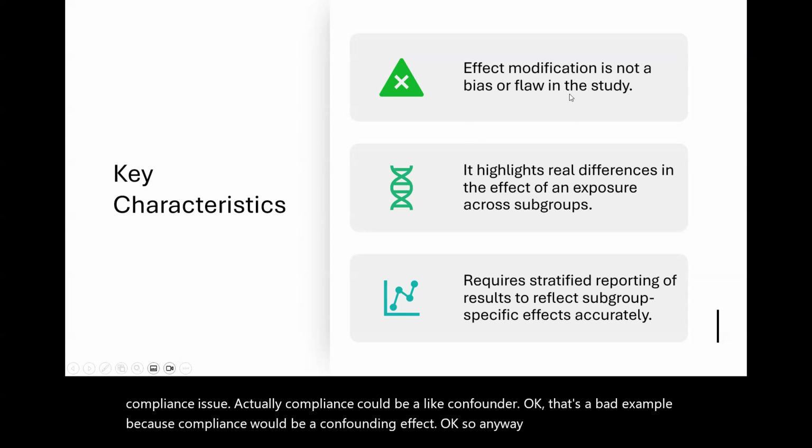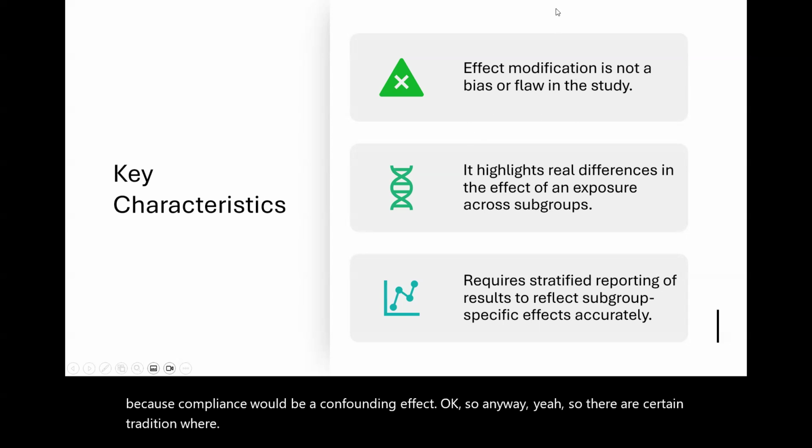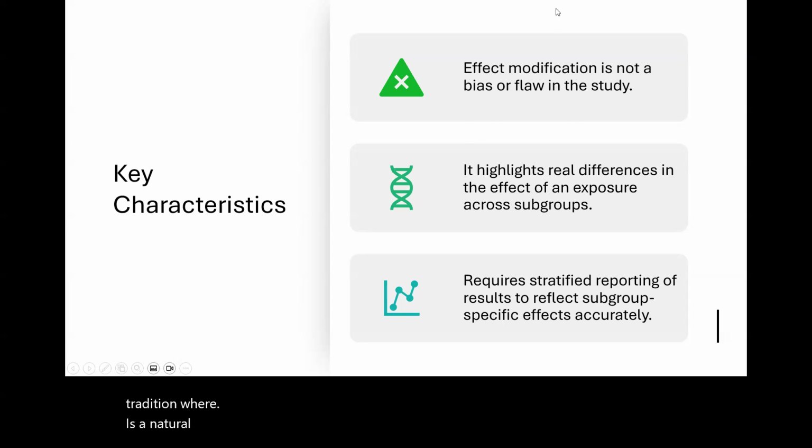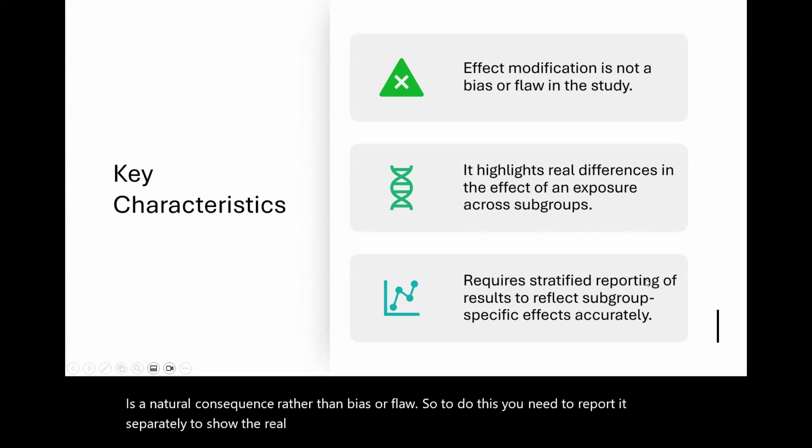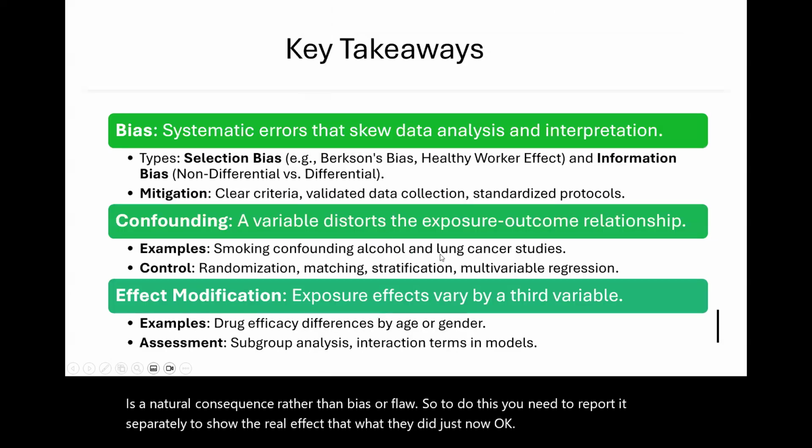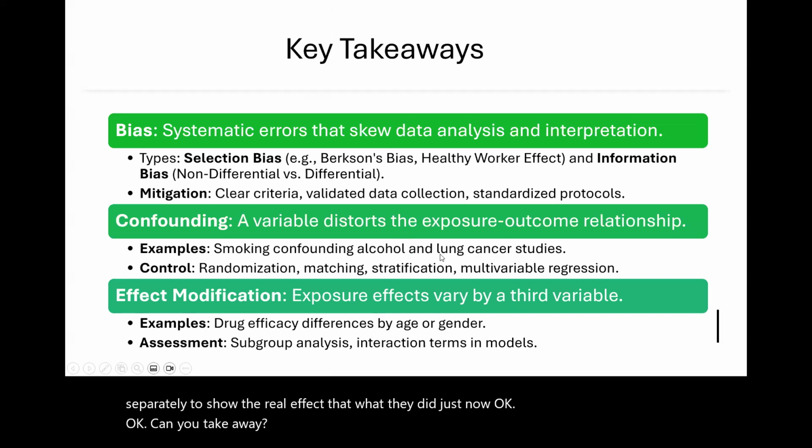there are certain situations where effect modification is a natural consequence rather than a bias or flaw. So to handle this, you need to report it separately to show the real effect. That's what they did just now. Okay, key takeaway. Oh, finishing already.